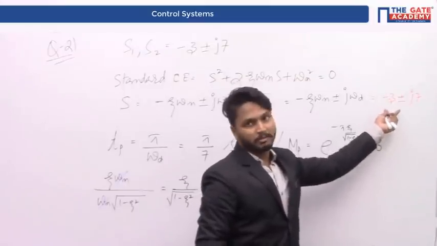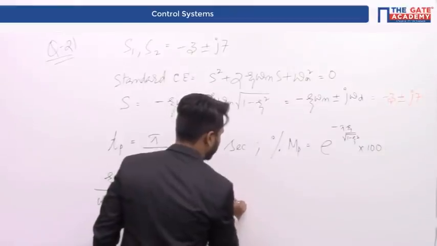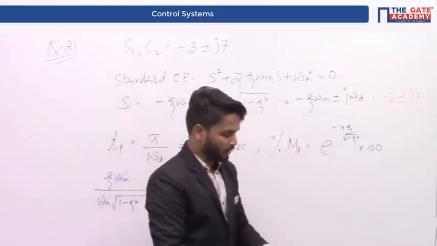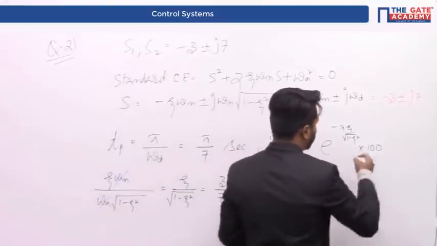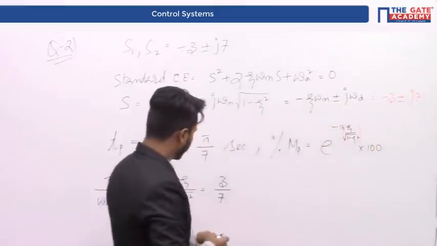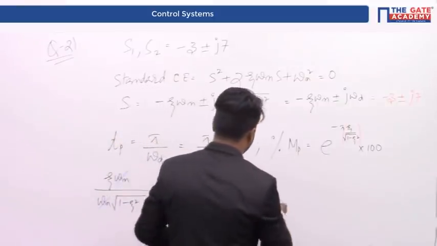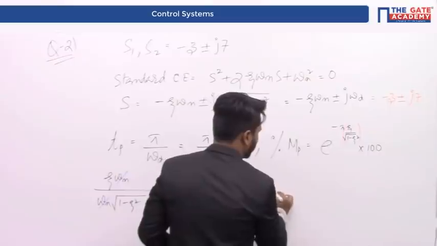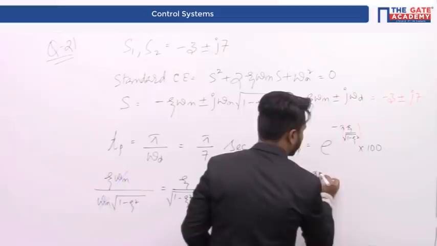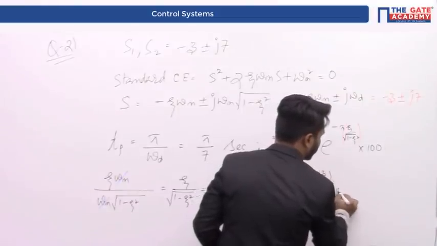I'm just taking the magnitude. It is 3 divided by 7. That is exactly what we require: e power minus pi zeta by under root 1 minus zeta square. So we have calculated this from the given roots. Therefore, the maximum peak overshoot is equal to e power minus pi times 3 by 7 multiplied by 100.